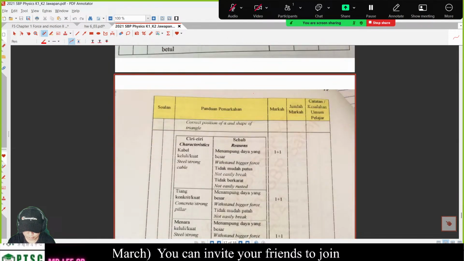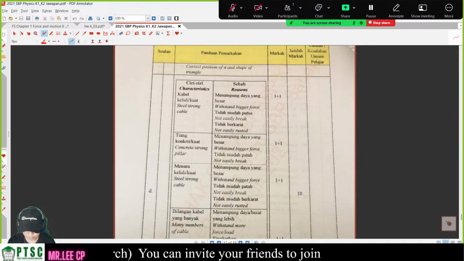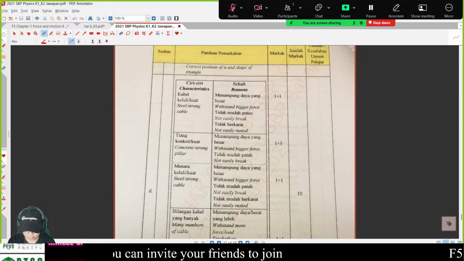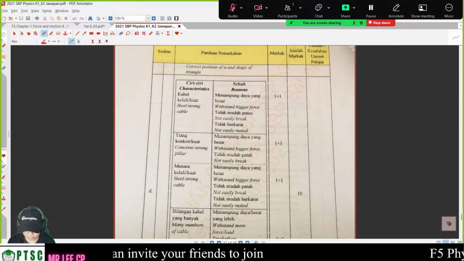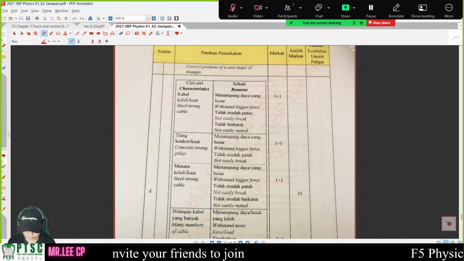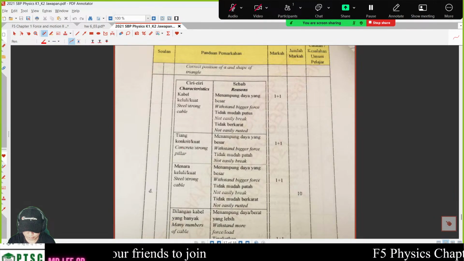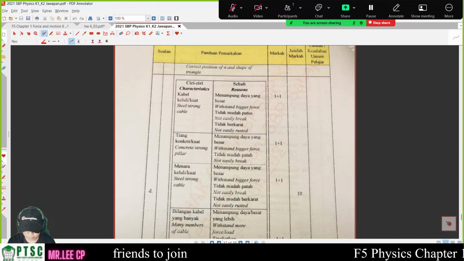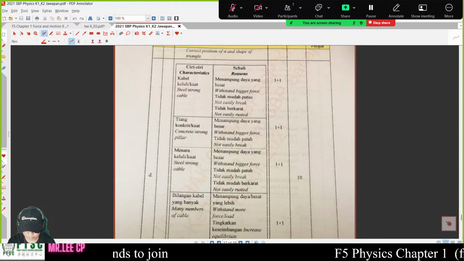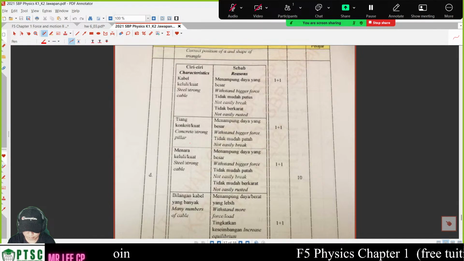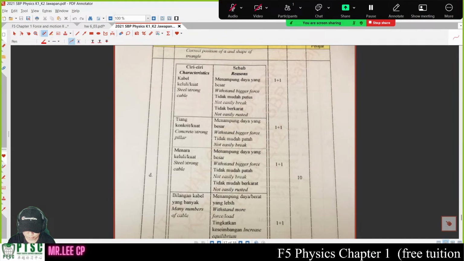look at the answer. Now you see the answer is cable with strong cable. Yeah, I got it. Right. Not brass, not break easily. Okay. Concrete, strong pillar. Right. Withstand more force. Strong cable. Why strong pillar, strong cable, strong cable?